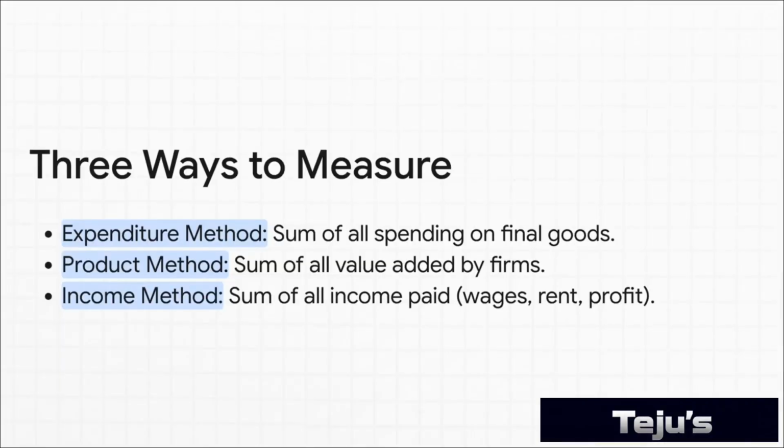And the really cool thing about this loop is that it gives us 3 different ways to measure the exact same thing. We could add up all the spending that happens. Or we could use our new trick and add up the value added from all the production. Or we could just add up all the income that everyone earned. And here's the kicker. In theory, all 3 methods should give you the exact same number.